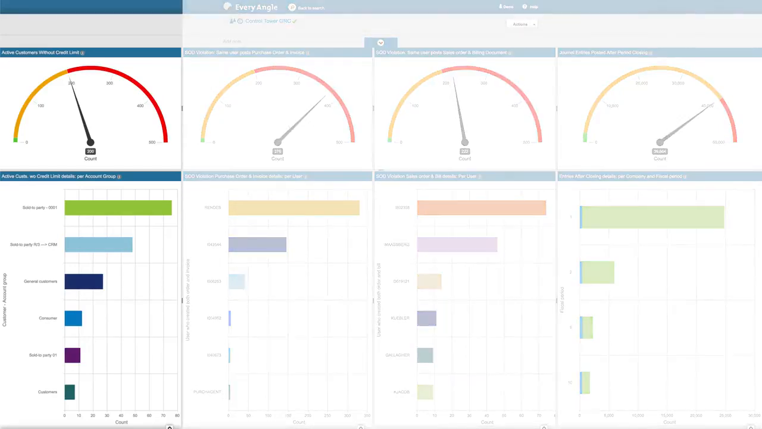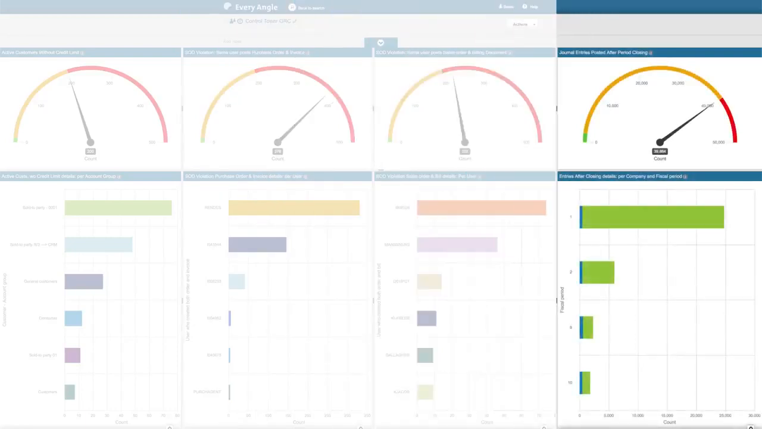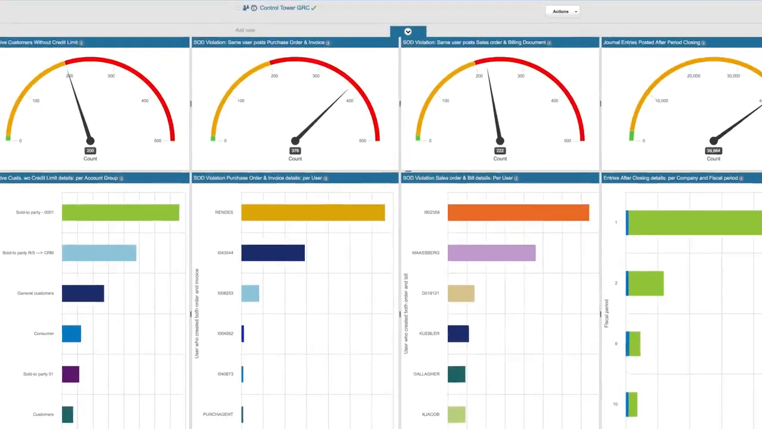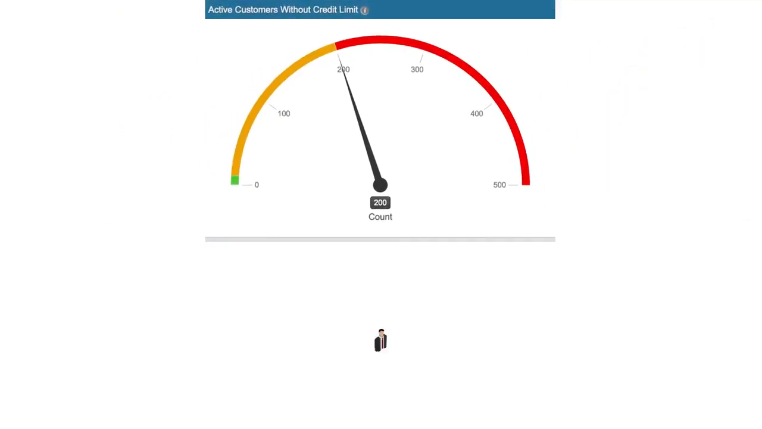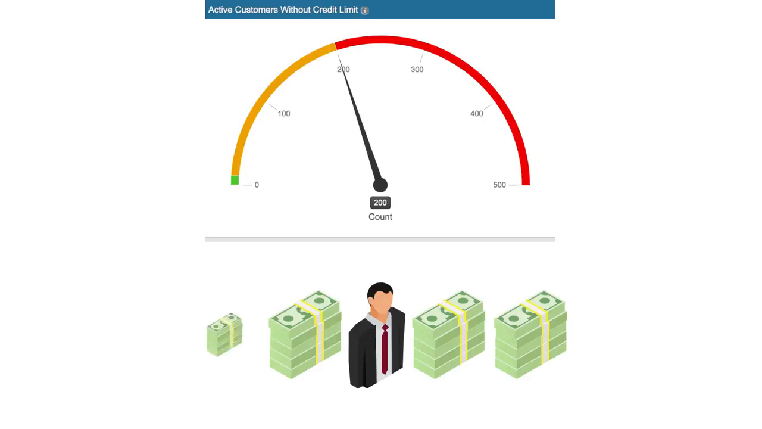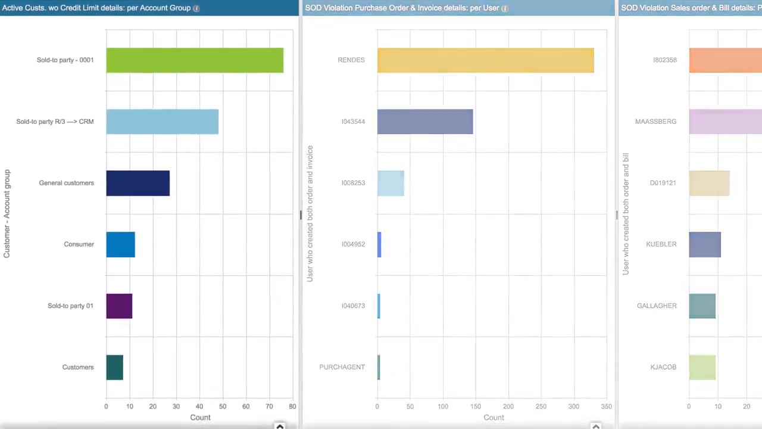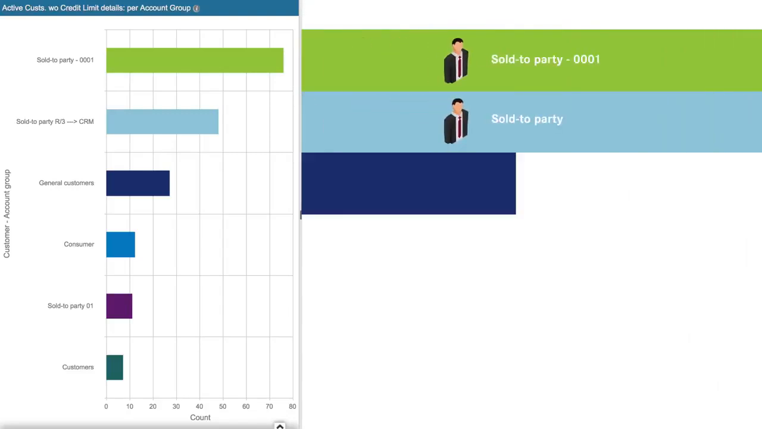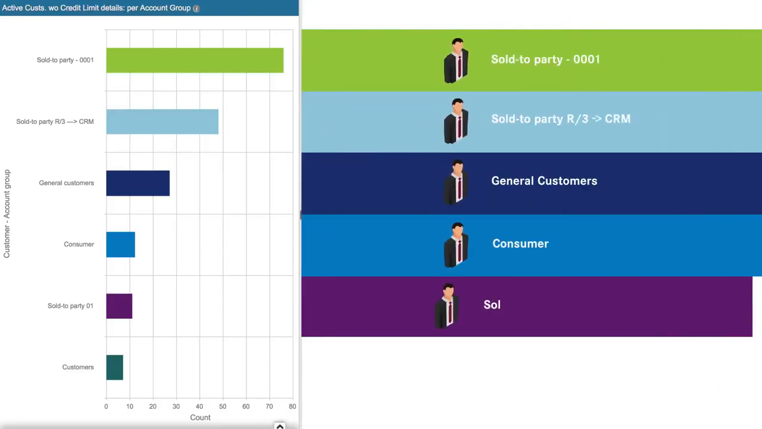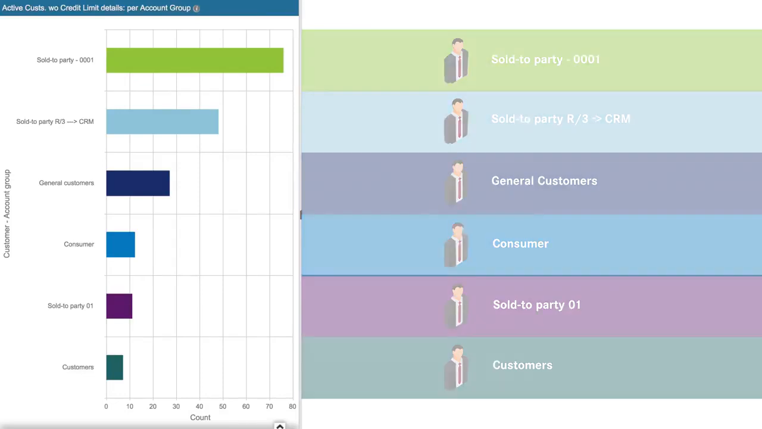The left column deals with credit limit, followed by segregation of duties violations and journal entries that have been entered after the closing of a fiscal period. The first gauge highlights all customers that do not have a specific credit limit. Right now, we are reaching the critical zone with 200 customers. The graph below is a breakdown of this number per account group, starting with the group where most improvements can be made. 75 can be fixed by focusing on the biggest account group alone.